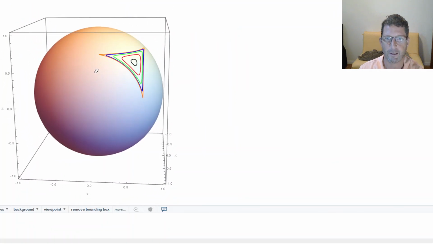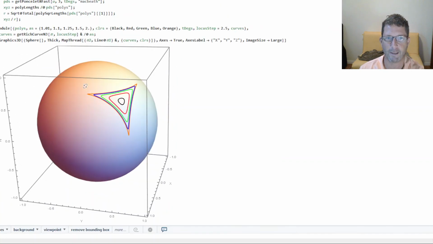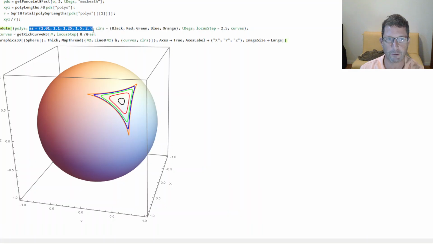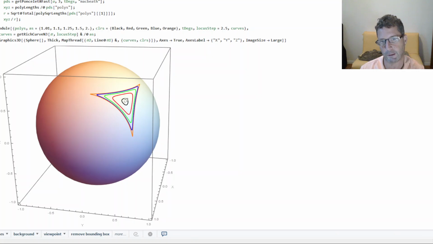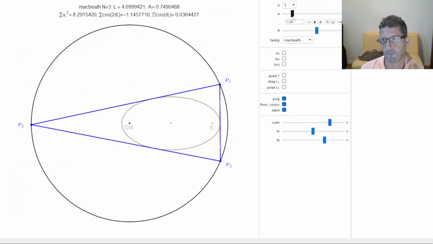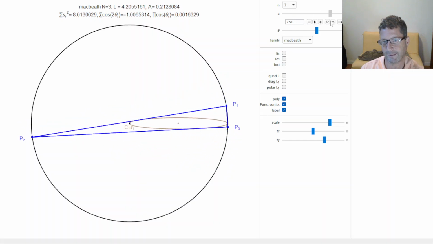Here's a sphere, and I'm basically taking Poncelet n equals 3 as you saw above, but for several values of the aspect ratio of the caustic, namely almost 1, then 1.1, 1.25, 1.5, and 2. For each one of these I'm plotting the curves as the black, red, green, blue, and orange curves. So you can see here that when the aspect ratio is 1, your curve collapses to a point. And as you start increasing the aspect ratio of your Macbeath caustic, you end up getting something like that, right?